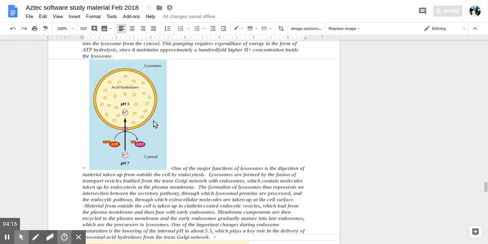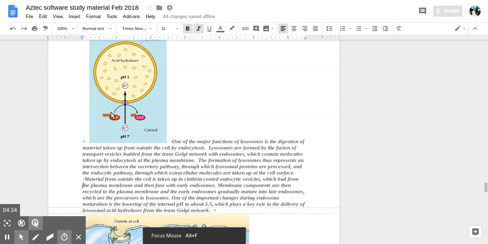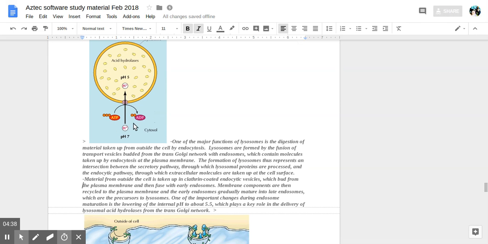So outside the lysosome membrane in the cytosol, the pH is neutral, about 7.2, while inside it's about 5 due to these hydrogen pumps. As ATP loses a phosphate group and becomes ADP, a hydrogen is entered into the organelle via the membrane channel.